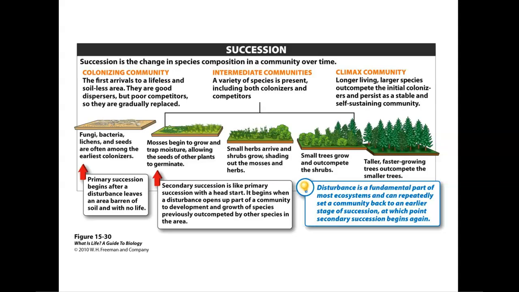Now moving into that secondary succession, that's going to occur with disturbances that open up a part of a community to develop and to grow with a species previously that was outcompeted by other species in the area. It's faster than primary succession because life and soil are already going to be present.